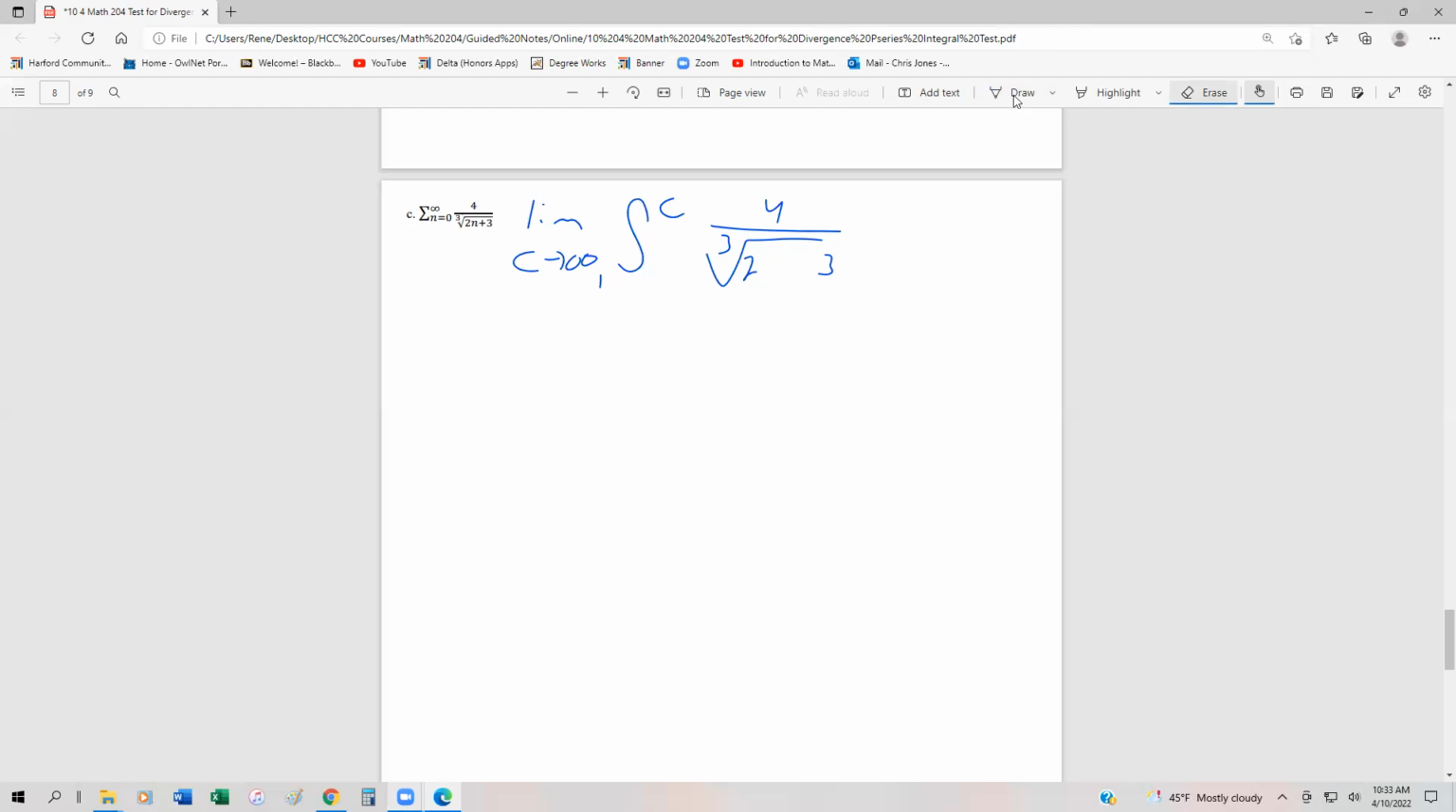And I'm going to change the n's to x's. So this is going to be a 2x plus 3 and then dx. And we're going to go ahead and use a u substitution for what's under the cube root. So u is going to be equal to 2x plus 3, right? Our du is going to be 2dx. And even though I could factor the 4 into 2 times 2, I'm just going to divide by 2. So du over 2 equals dx.